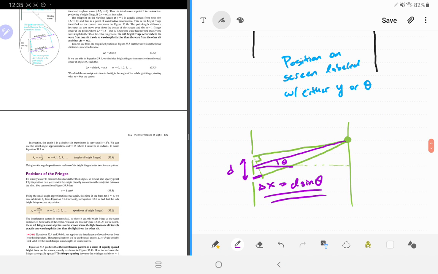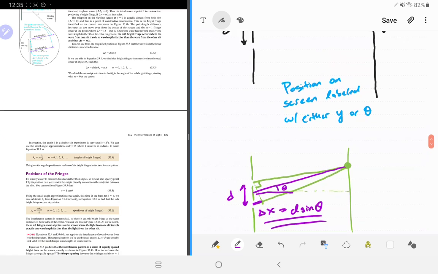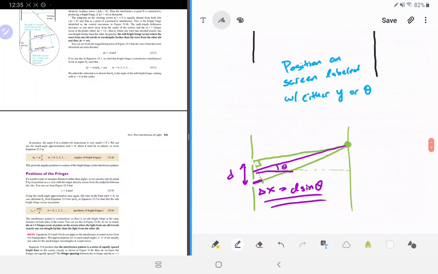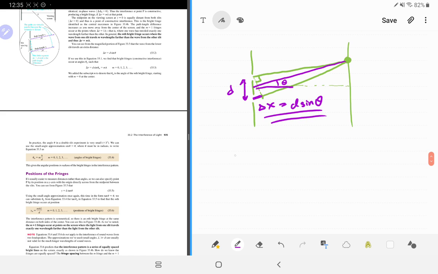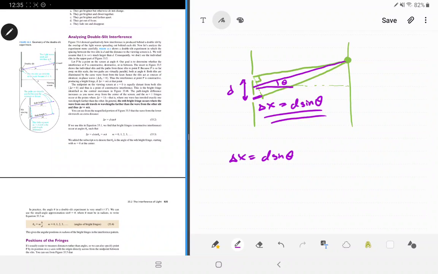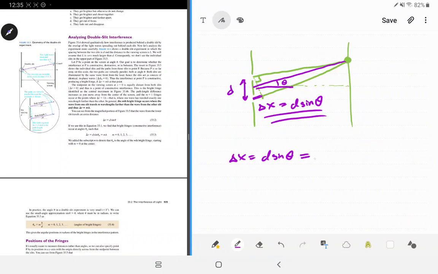Or at least it will be closely related to the key result, because we have to relate this to our statement about interference. But that path length difference is d sine theta. This makes sense: when theta equals 0, we get no path length difference because it's exactly the same distance, but as you increase theta, the path length difference increases. So all we need to do is set our path length difference, d sine theta, equal to m lambda. I'm using delta x, your book's using delta r, but they refer to the same thing. Really, this is what we care about.